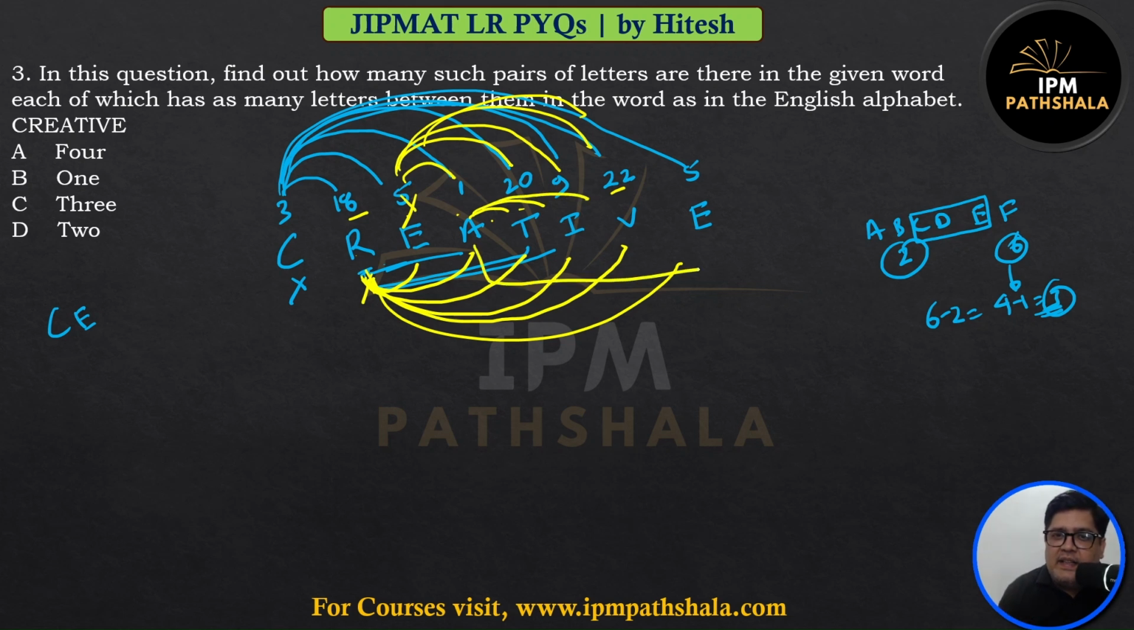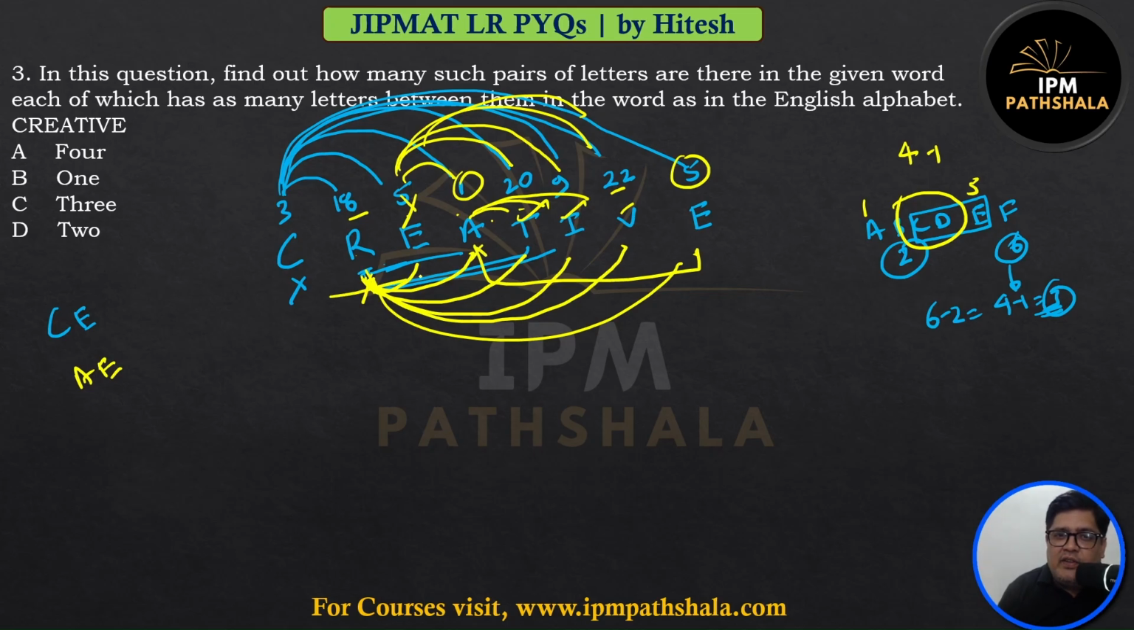The difference between these is 4. Difference is 4. I expect 3 letters. Are there 3 letters? Yes. Look at this. A is 1, E is 5. The difference is 4. How many letters do they have? They have 3 letters. Difference minus 1.